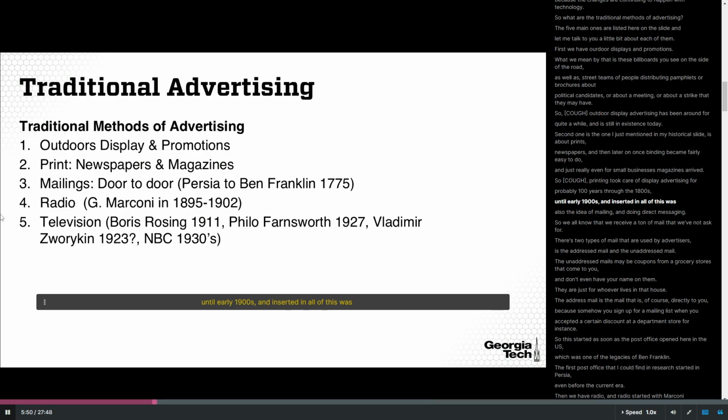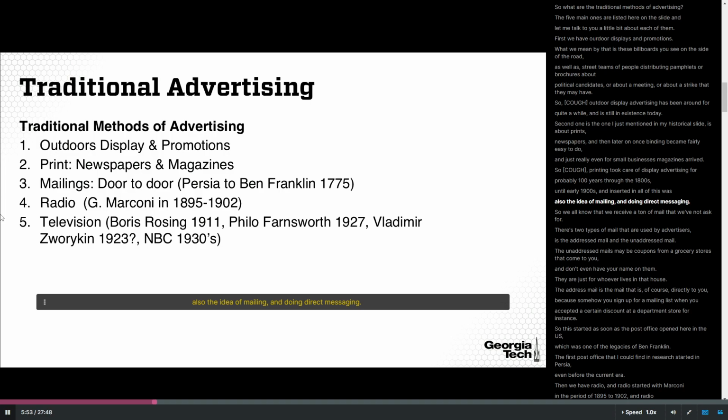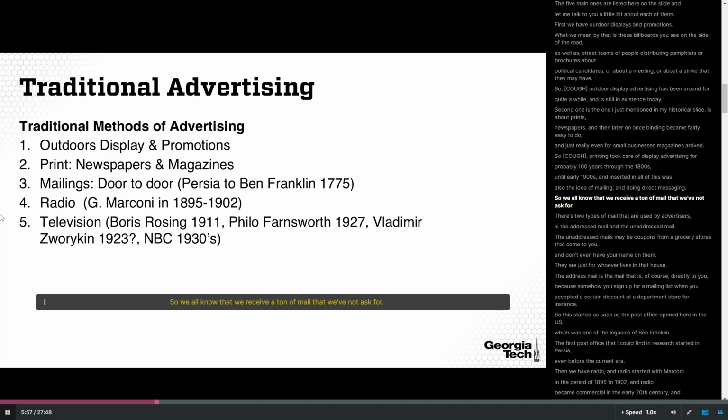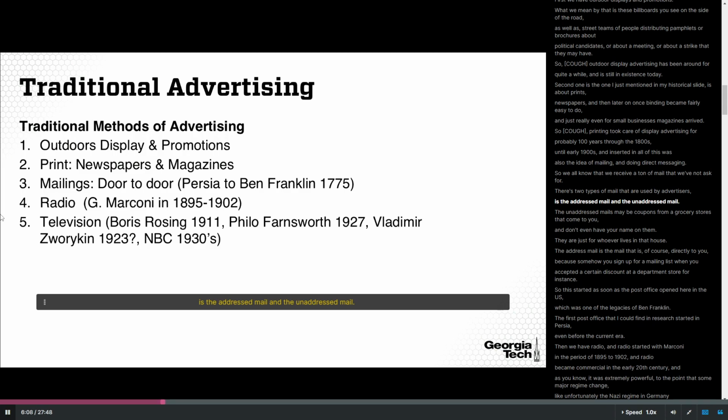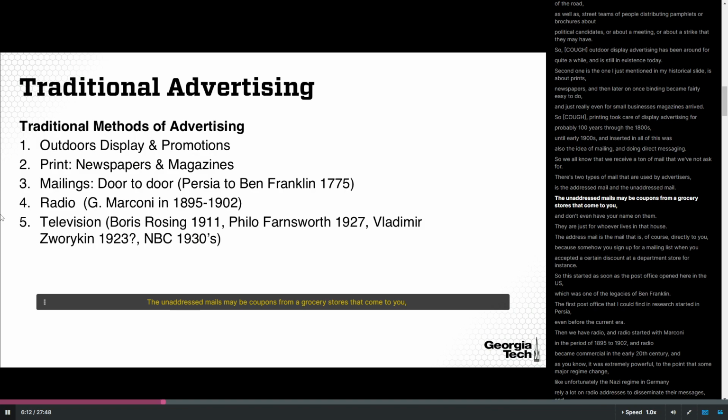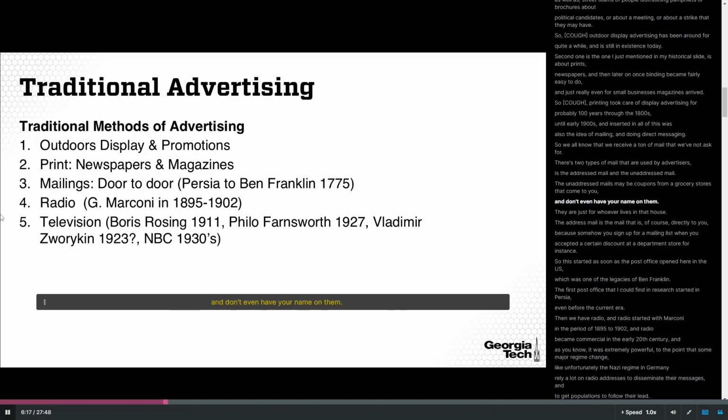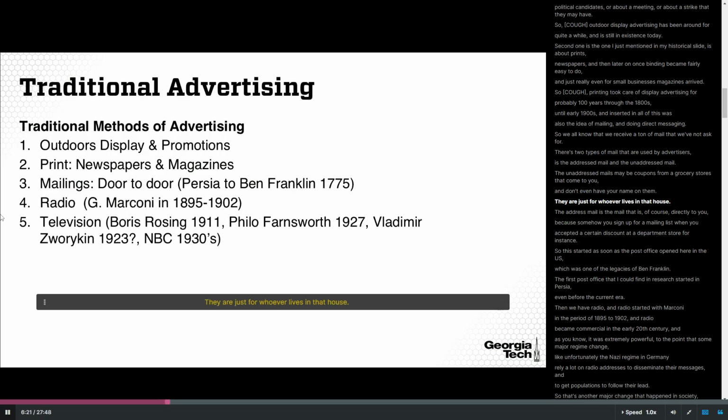And inserted in all of this was also the idea of mailing and doing direct messaging. So we all know that we receive a ton of mail that we've not asked for. There's two types of mail that are used by advertisers: the addressed mail and the unaddressed mail. The unaddressed mails may be coupons from grocery stores that come to you and don't even have your name on them. They are just for whoever lives in that house.